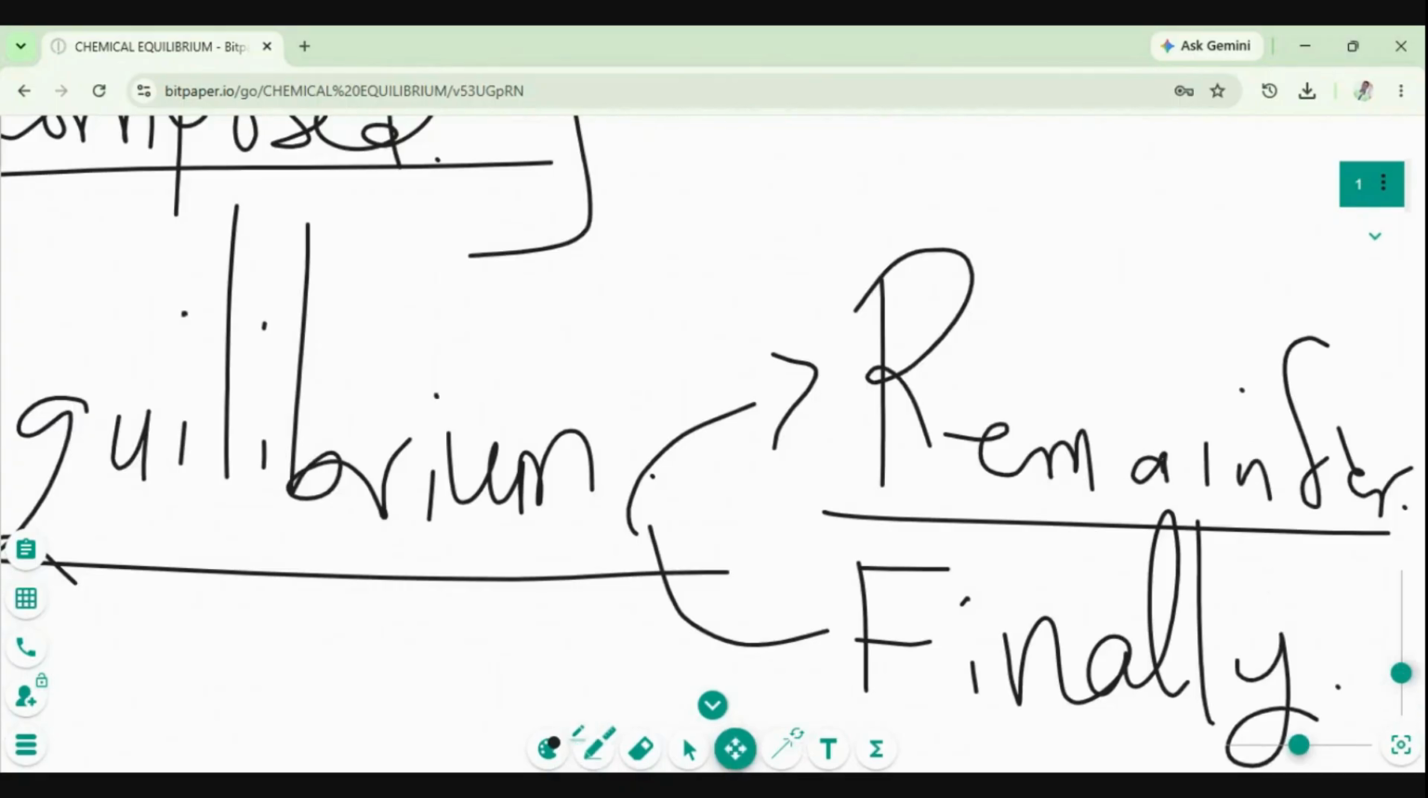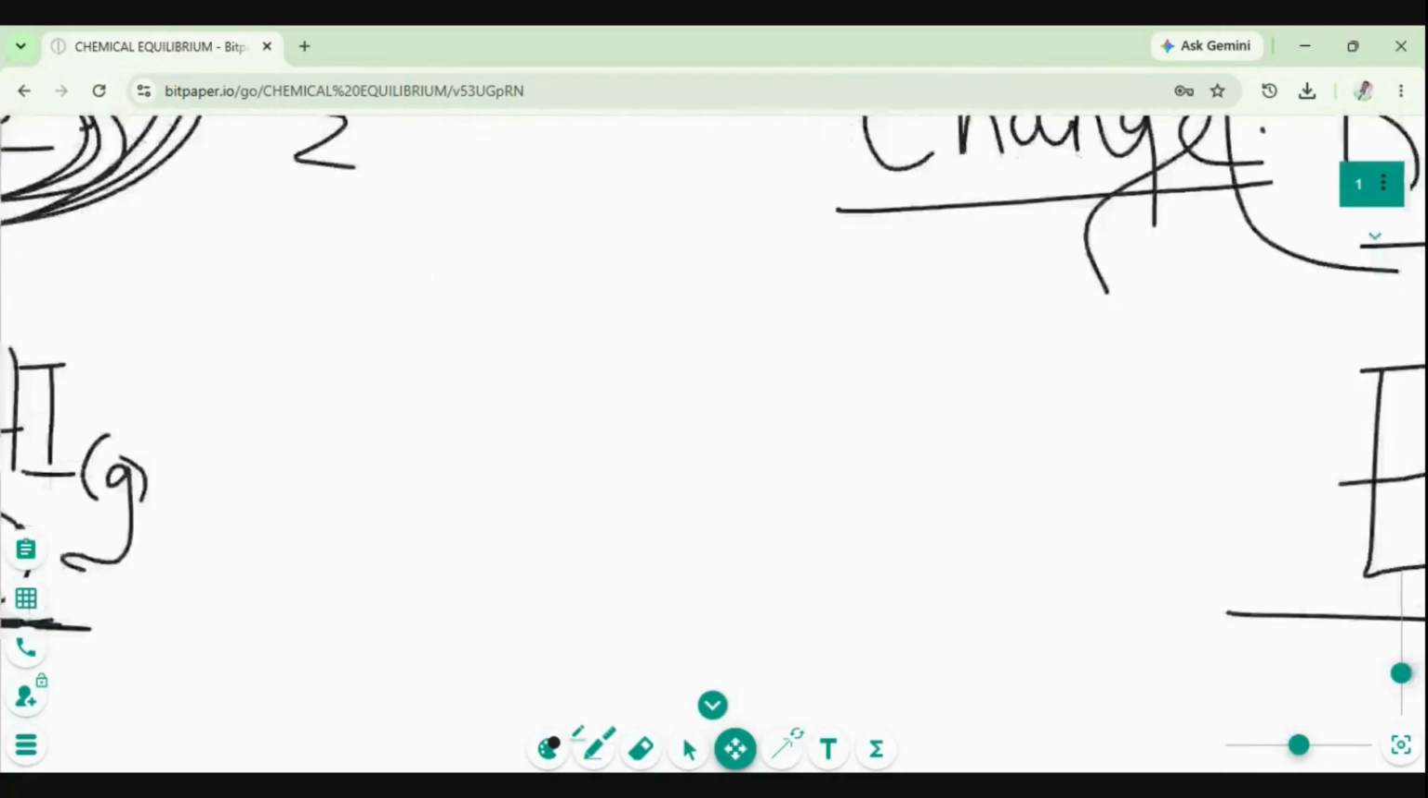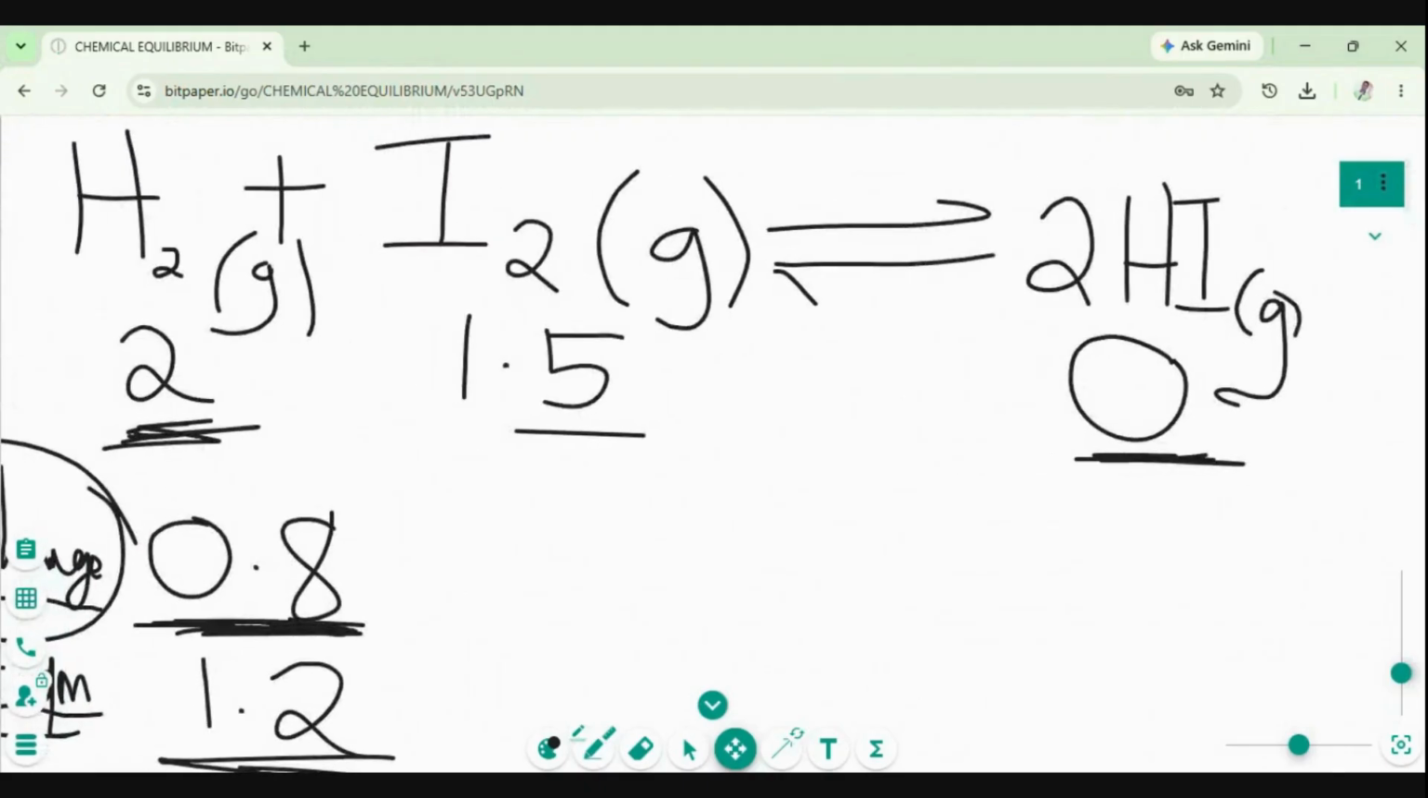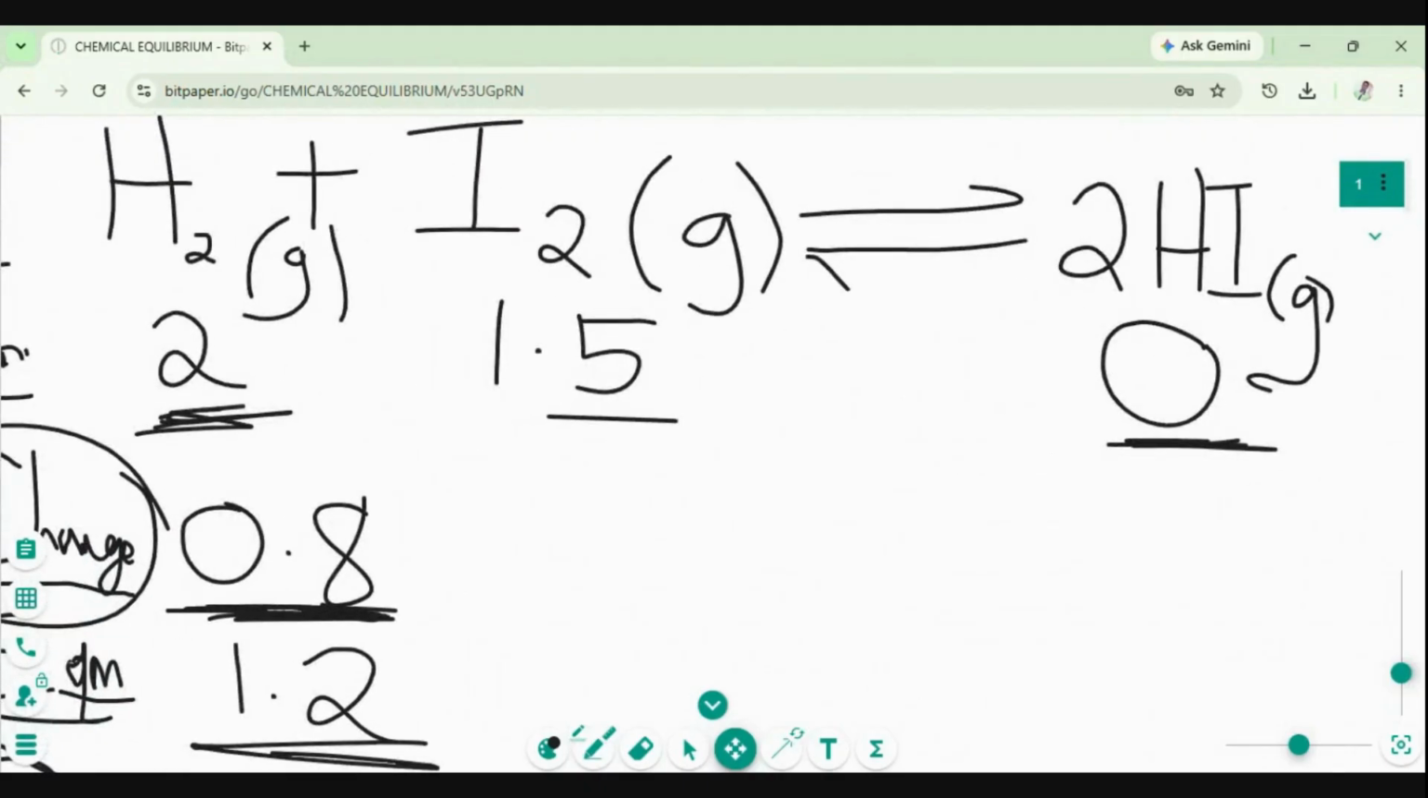But when I say moles that reacted, or moles that dissociated, or moles that decomposed, then you should be thinking about the change in moles. How many moles disappeared, how many moles went away, or how many moles were used during the reaction.